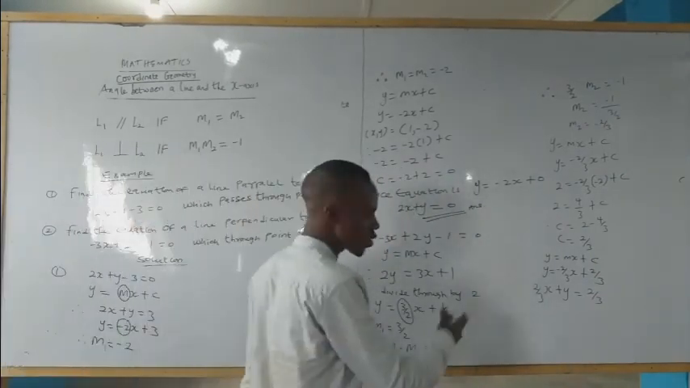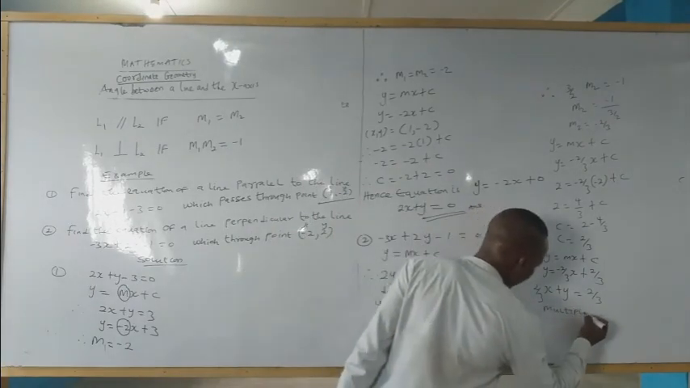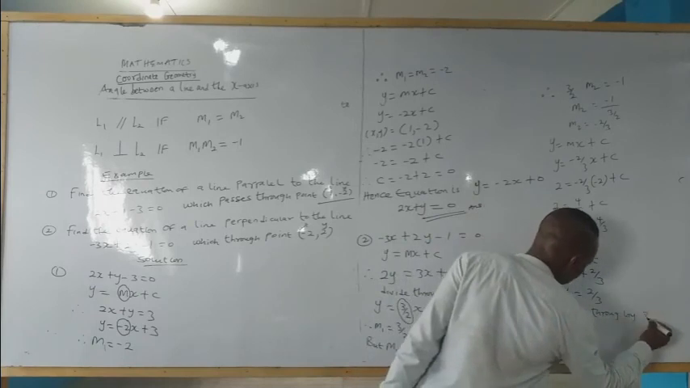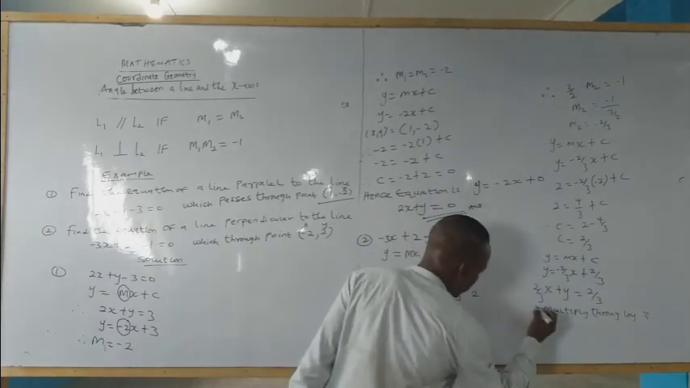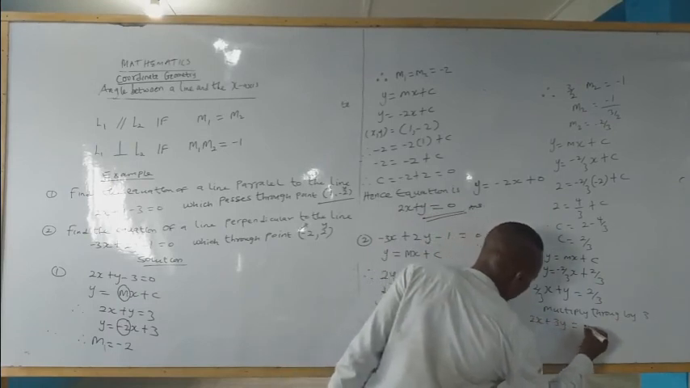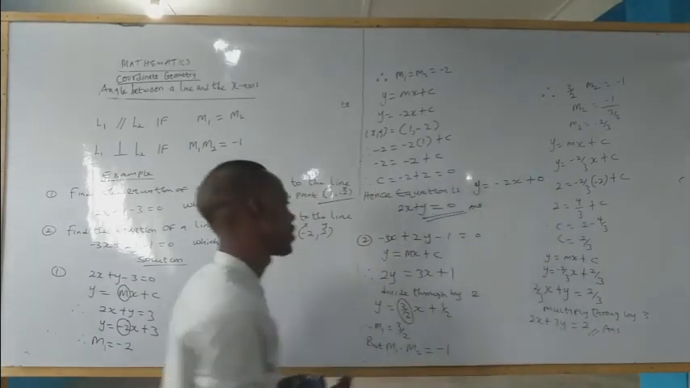Another way, if you don't want to leave your answer like this, you can multiply through by 3. So then we can have 2x plus 3y equals 2. And that is our final answer. Thank you.